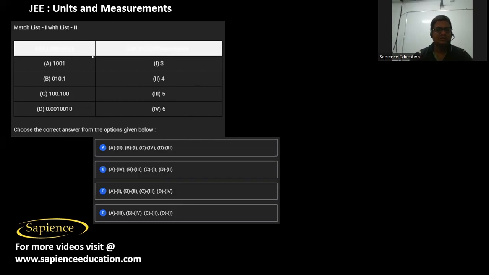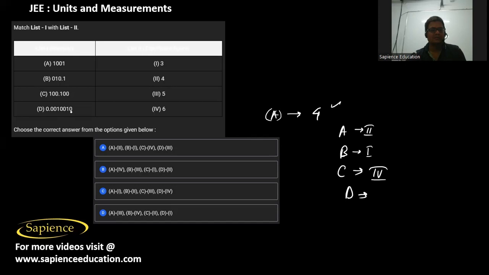Then here it is told choose the correct answer from the options given below. So here we have to find the number of significant figures actually. So for option A, it has 4 significant figures. So A will match with 2, and B will obviously match with, it has 3 significant figures. So B will match with 1. C, it has 1, 2, 3, 4, 5, 6, so 6 significant figures. So it should match with 4. And D, it is having also 5 significant figures, option 3. So option A is the correct answer.